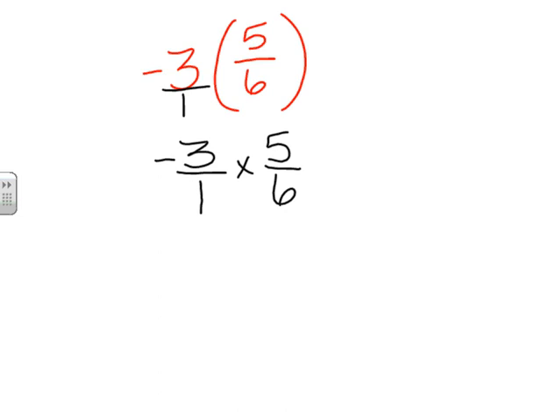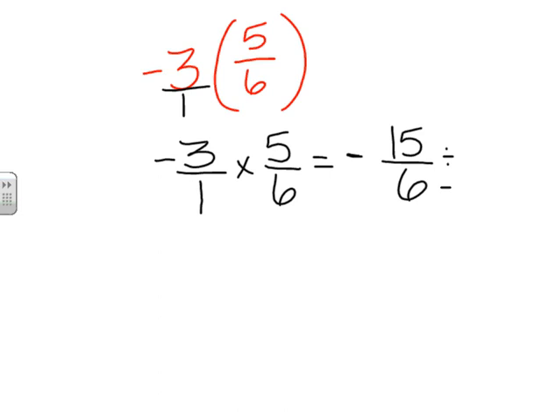Okay, just like the last one, multiply across the numerators. A negative multiplied by a positive is a negative. 3 times 5 is 15. 1 times 6 is 6. Now this time we can simplify the fraction, and we can also write it as a mixed number instead of an improper fraction. So let's simplify first.